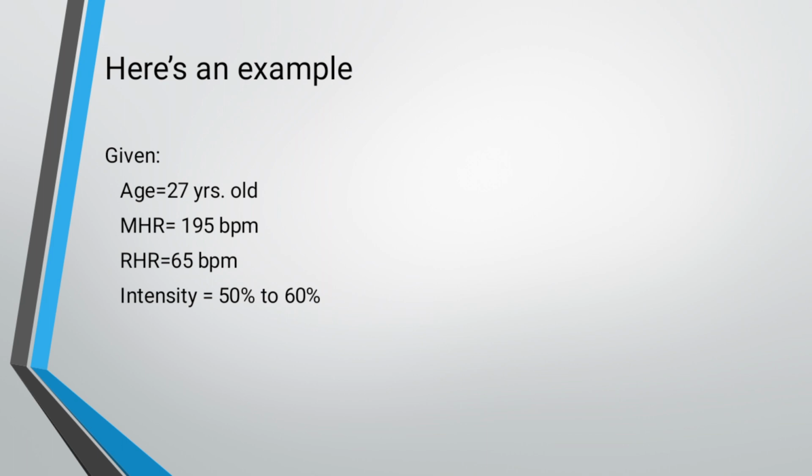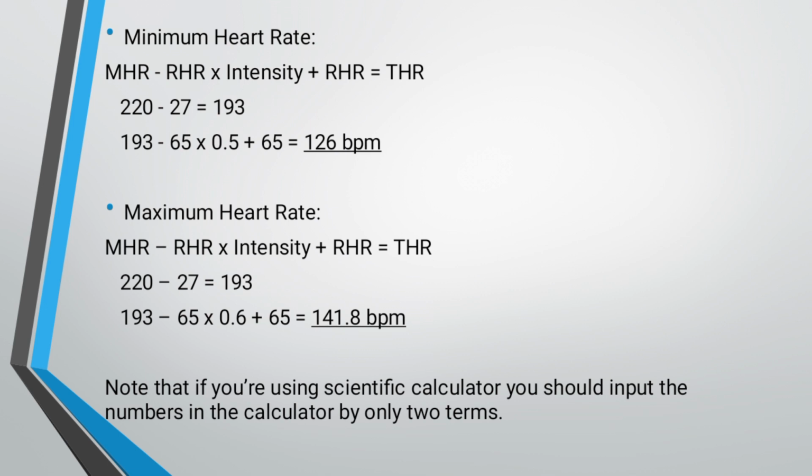Here's an example. So we already have a given age, 27 years old, maximum heart rate 195 bpm, resting heart rate 65 bpm, intensity, this is the most important. Intensity is 50% to 60%. So we have two calculations: minimum heart rate and maximum heart rate.